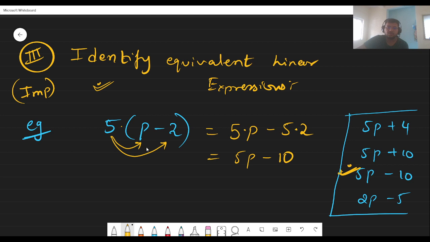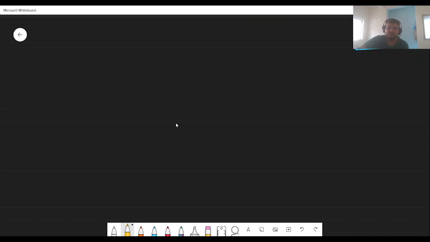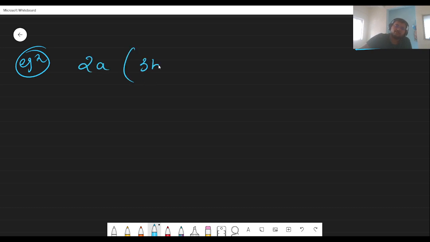We can see one more example of a similar kind, example 2. Same question: I will write the expression and we have to find which is equivalent. The expression is 2a times (3b plus 4a plus 5ab). You have to say which of the four available options is correct. I will note down the question and the options here on the right hand side.